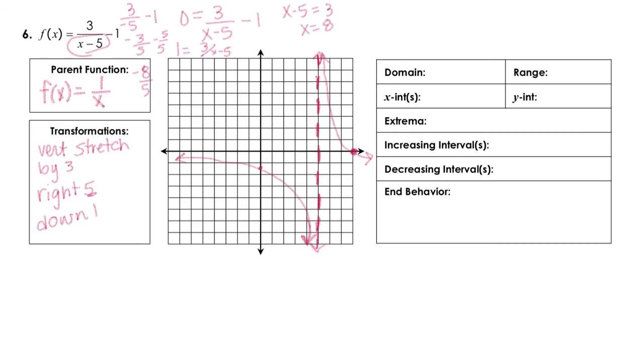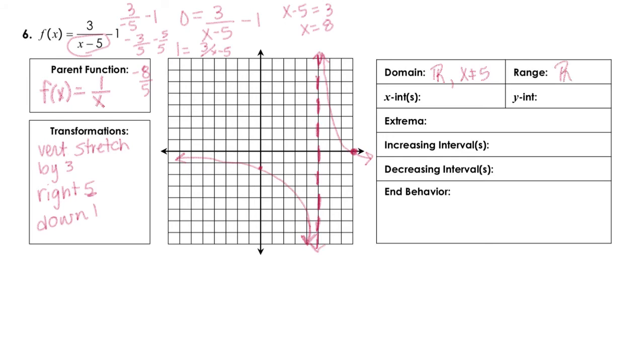Our domain is going to be all real numbers, except x cannot be 5. That's where that asymptote is. And it also looks like this is flattening out here. Looks like we're also going to have some issues here at maybe a -1 there. So our range, well, let's call it all real numbers for the moment.